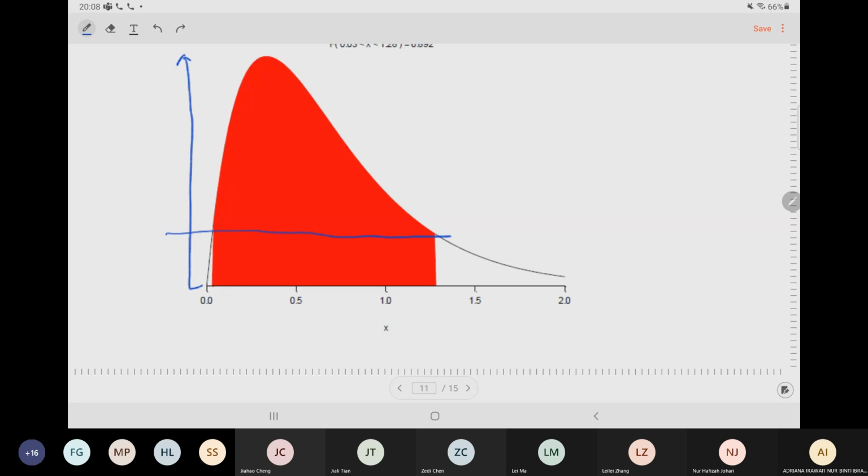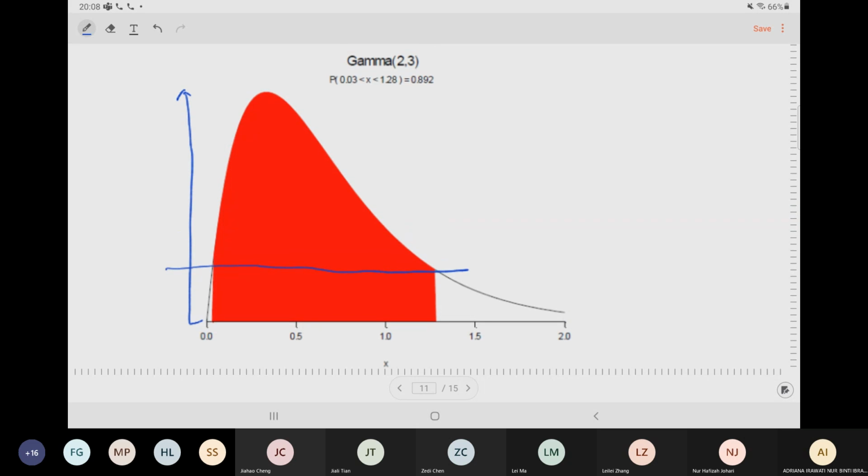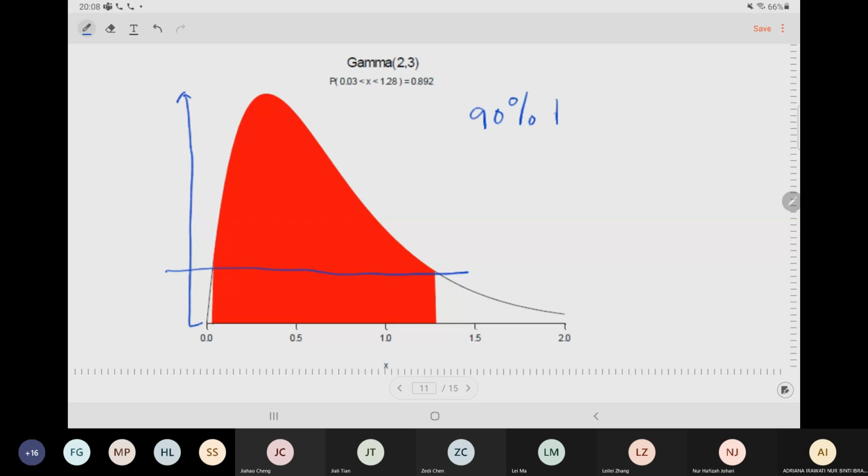So this is by trial and error. So we have this height. To make it an HDR, it's trial and error. With the 90% HDR, the area inside here must be probability 0.9. But you can see the left side and the right side are not the same size, because for the HDR we don't care about that. And here this is actually 0.03 and 1.28.